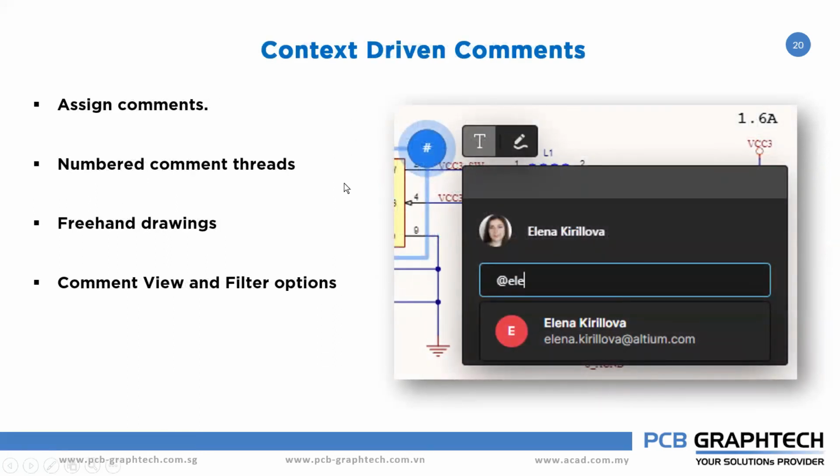Then last is about assigning comments. Previously, we could place comments on your design in Altium 365 so that the manufacturer or anybody could see the comment and reply. But now you can place the comment and assign it to whom you want to send it. The particular person will receive an email, and they can also see immediately in Altium 365 what the comment is and reply to you.